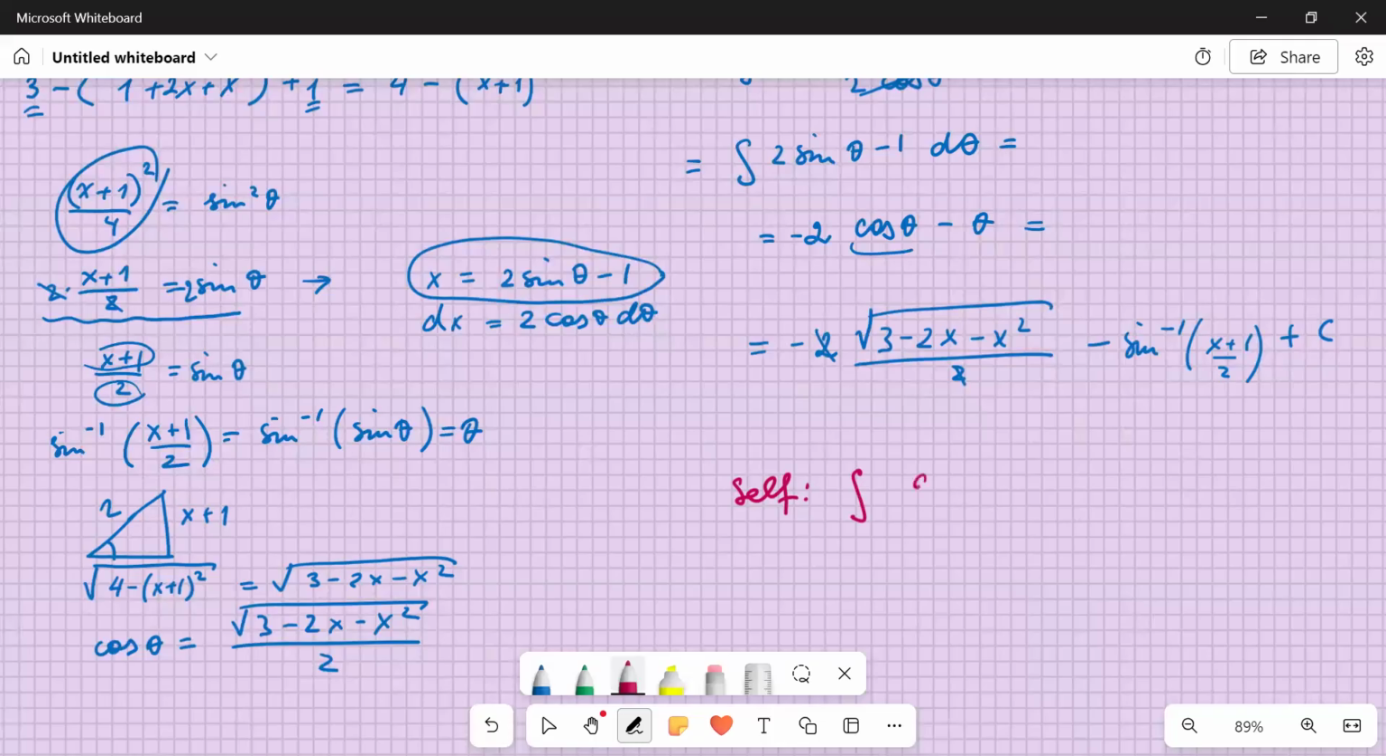The integral of dx divided by the square root of x squared plus 2x plus 5. Here you will need to complete the square, and the substitution is not going to be sine. It's going to be a different one. Okay, I think that's all.